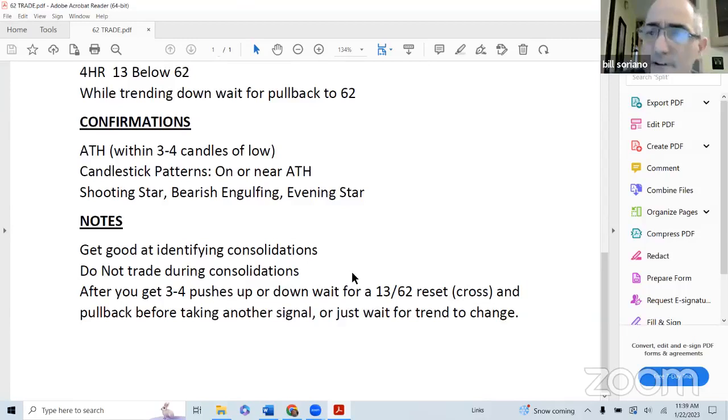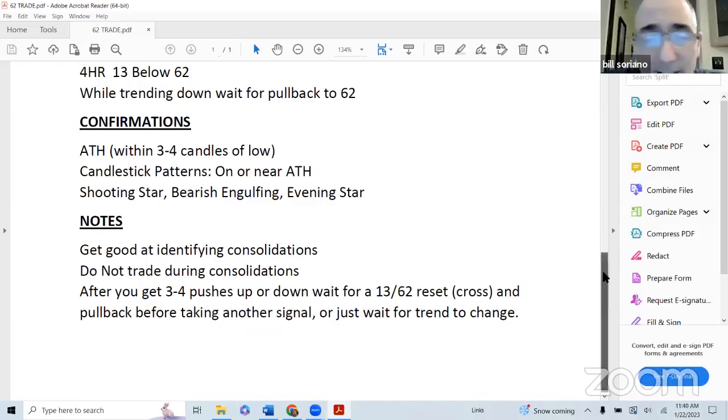Also, after a currency has moved and had 3 or 4 pushes up or down, what usually happens is it consolidates and then changes trend, or it may continue the current trend. So after you see 3 or 4 pushes up or down, you need to wait for a 13/62 reset, which is a cross. If you're going up, it crosses down, then crosses back up again, the trend goes up, gets a pullback, and pulls back to the 62 again. So you want to wait for a reset, or you could just wait for the trend to change, because that's probably what's going to happen at some point.